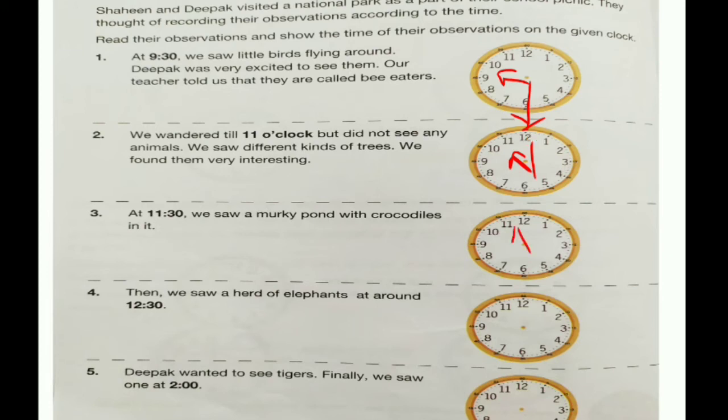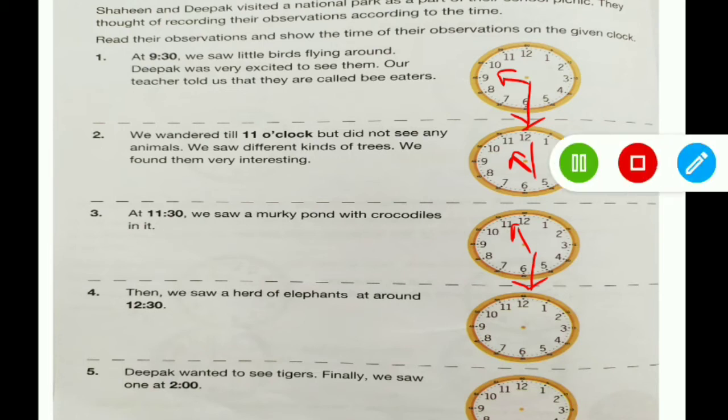The hour hand is in between 11 and 12 and the minute hand is on 6. Okay, some examples I have done for you, children. The other examples you have to do. Now let's see, children.